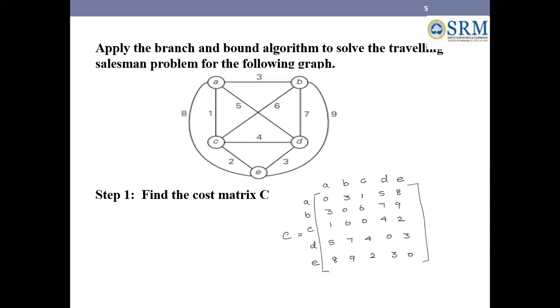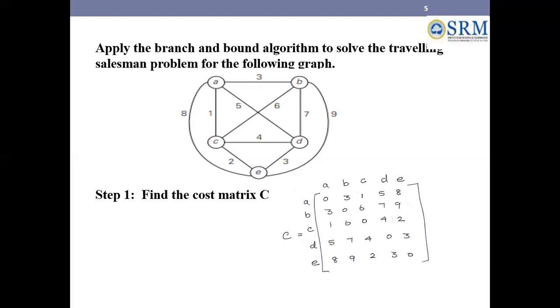Apply the branch and bound algorithm to solve traveling salesman problem for the given graph. So see the diagram. There are 5 cities A, B, C, D, E, and distance or cost from one city to another city is given. That is called edge cost. Each city is labeled with alphabets. A is a city, B, C, D, E is a city. And what is the cost? To travel from A to B, the cost is 3. So that is the given data.